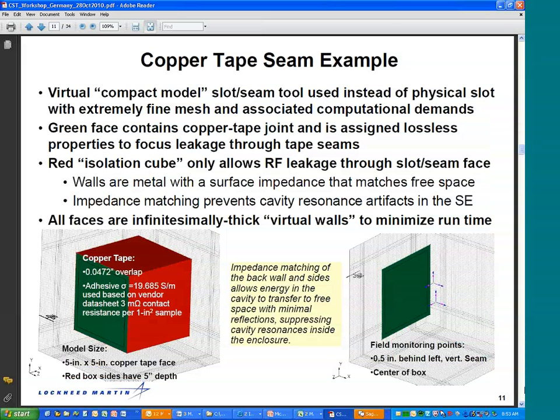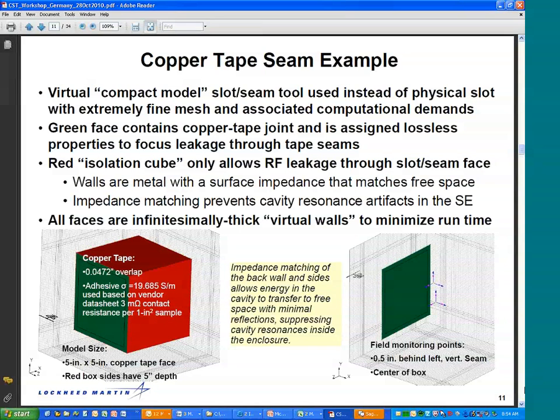Also, people have often used copper tape to enhance shielding in a certain region, and you wonder, how do I know how effective that copper tape would be? Well, this model was done just to show that you can take the analysis tools, looking at the connectivity of the adhesive and the copper tape, the thickness of the copper tape, and build an effective model to find out what kind of shielding you will get with the use of copper tape.